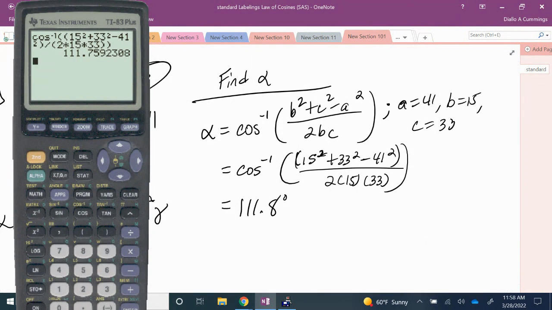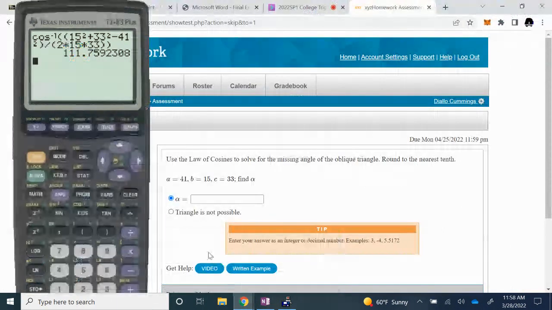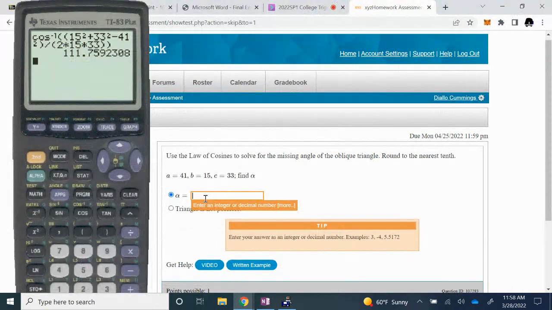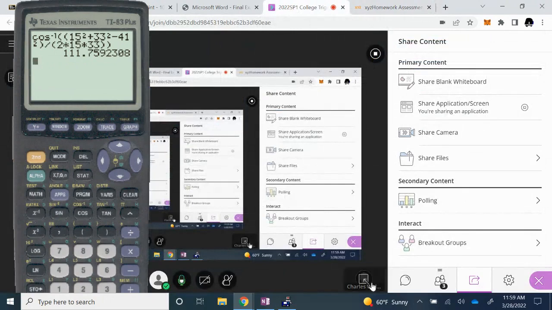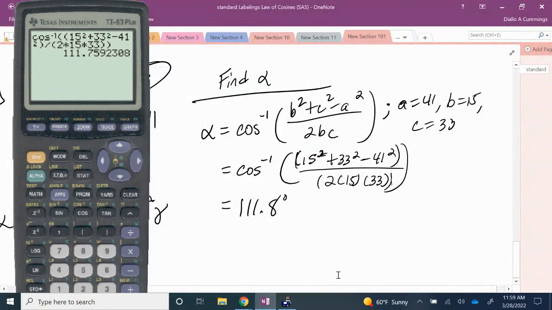Now you may have a different way of doing it. You can simplify the top, you can simplify the bottom, and then just take the arc cosine, or you can carefully enter everything in one step. No matter how you do it, you should have the final result of 111.8. I'll just bring that up again.